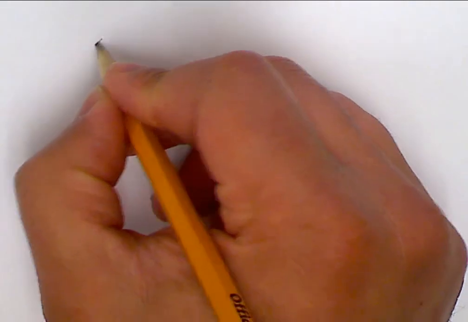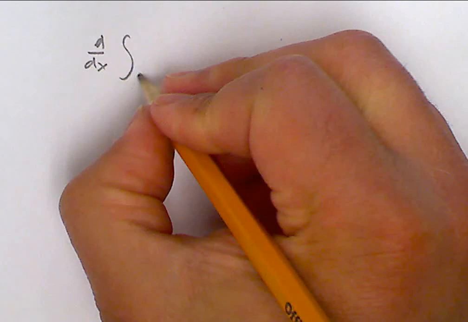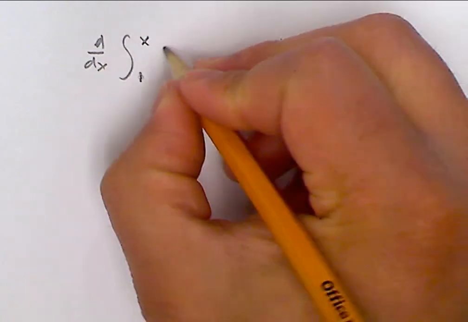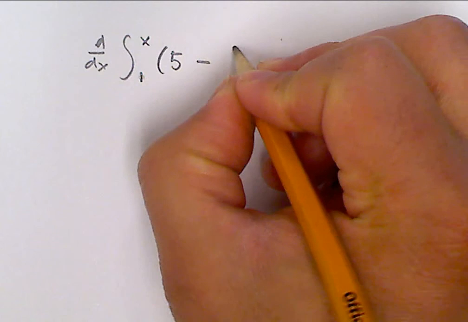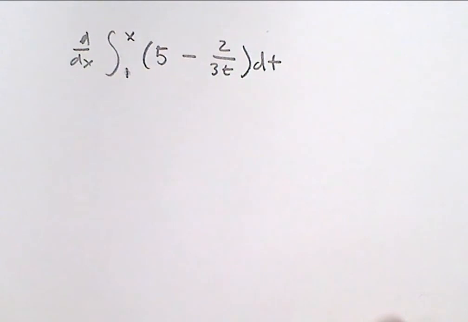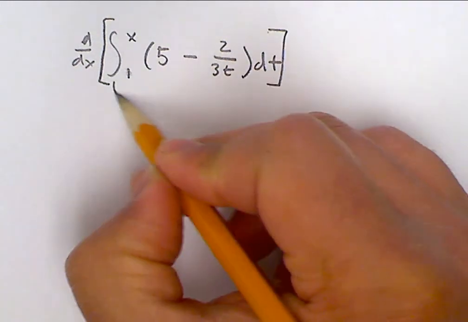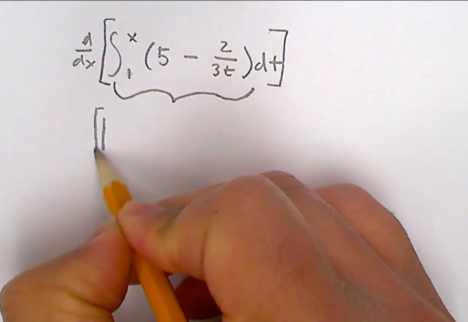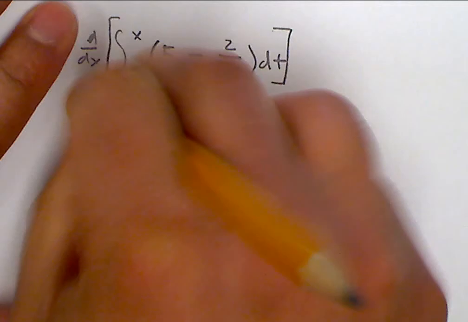All right. So, let's do the derivative of the integral. Actually, let's do 1 to x. This is not a number, y'all. This is just a simple, let's do the integral of 5 minus 2/3 t dt. It's very similar to last night's problem. We're doing the derivative of the integral. So first we need to do the integral. Oh, I'm sorry. I am doing the problem for you.